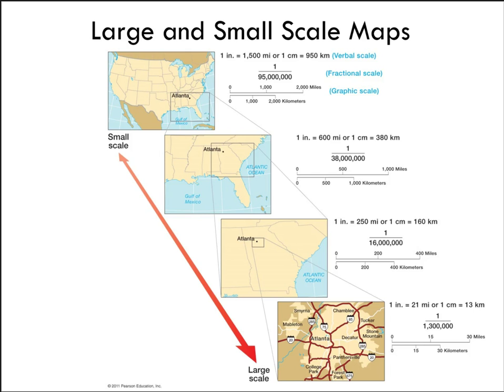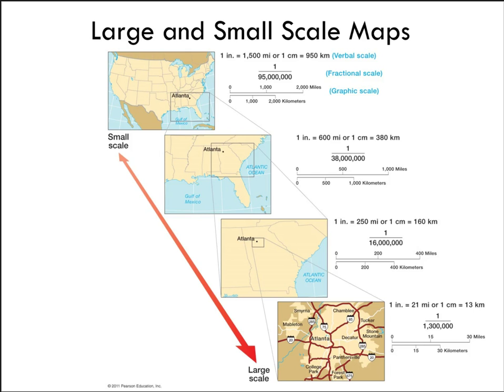Another way to think about this is that a large scale map shows greater detail than a small scale map. And this is illustrated in this series of maps here. Note that a 1 to 1,300,000 is a larger representative fraction compared to the 1 to 95 million, and it shows much more detail. You can see the small scale map shows all of the United States, and it has no detail. You're not seeing roads, you're not seeing rivers, and so forth.